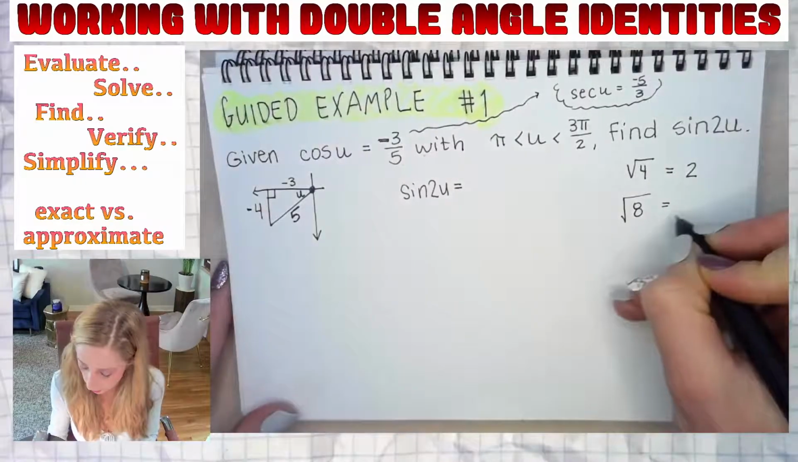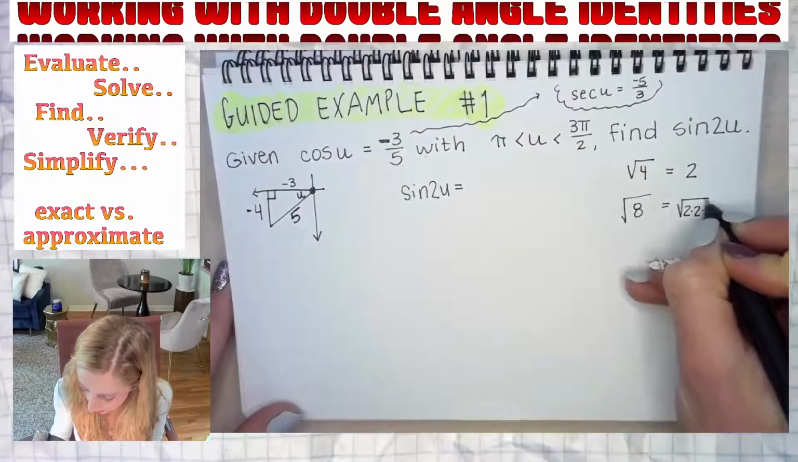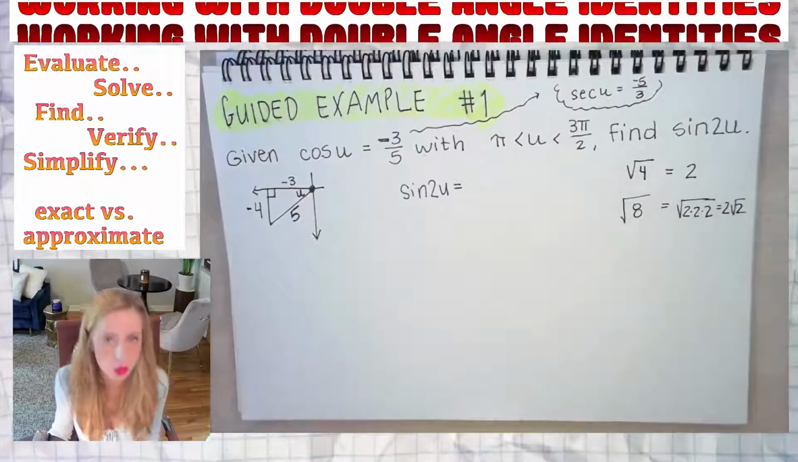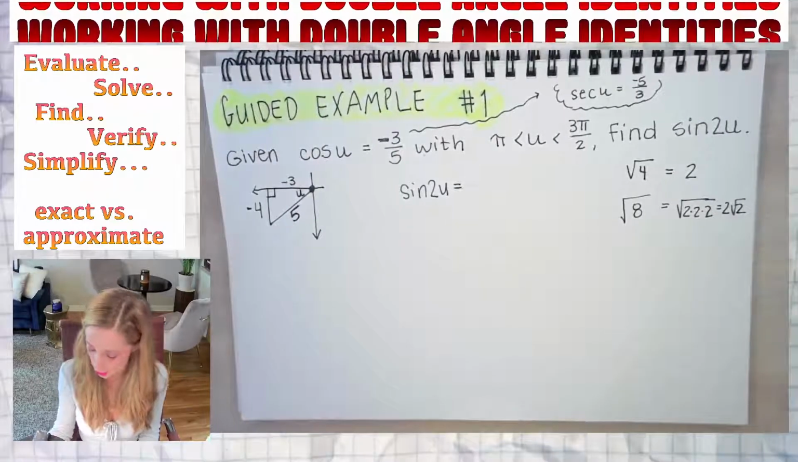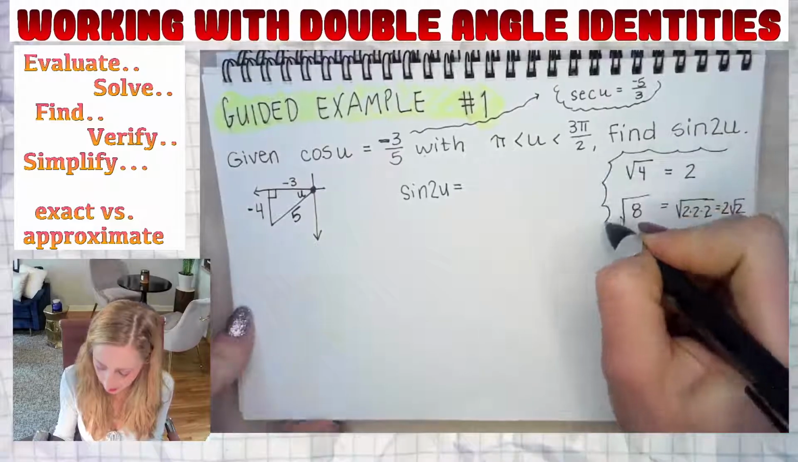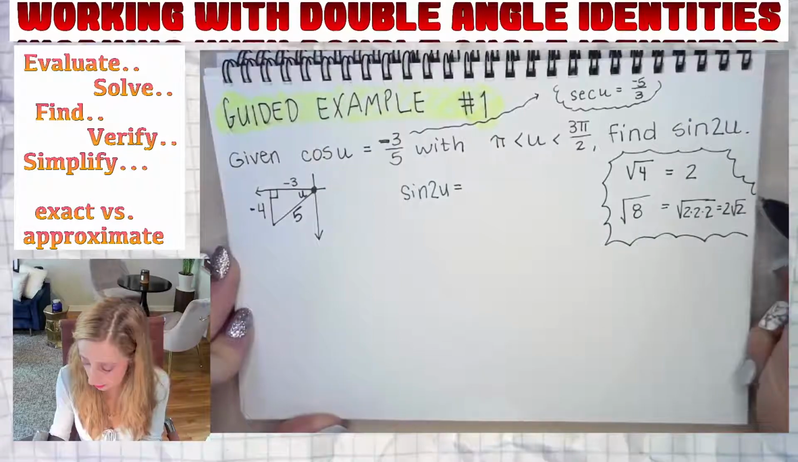No. The square root of 8 is the same as square root of 2 times 2 times 2, which of course is 2 root 2. So there's no shortcut, all right? There's no shortcut. So we don't just double our answer of sine u. There's a process. And that was the whole point of the lesson intro.